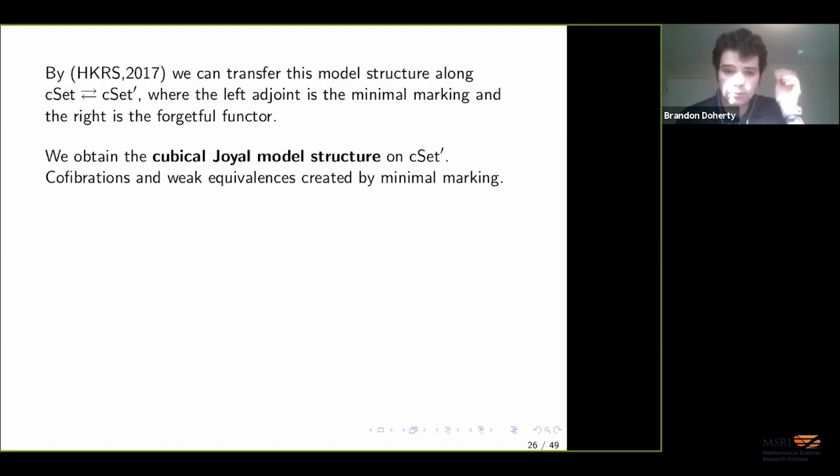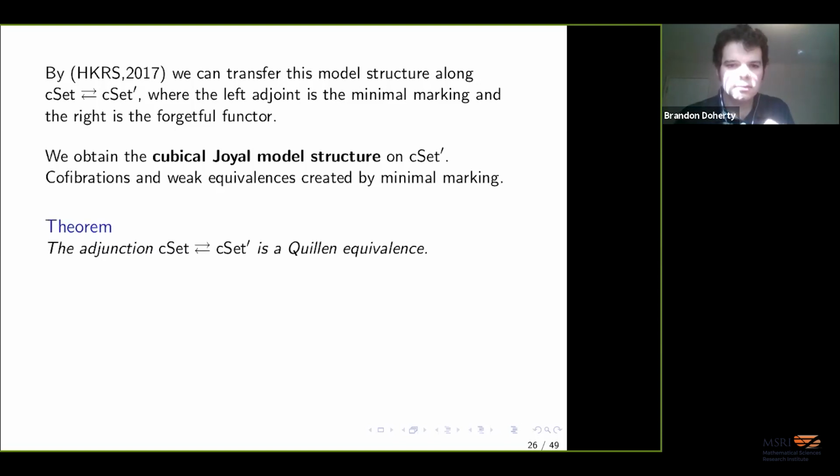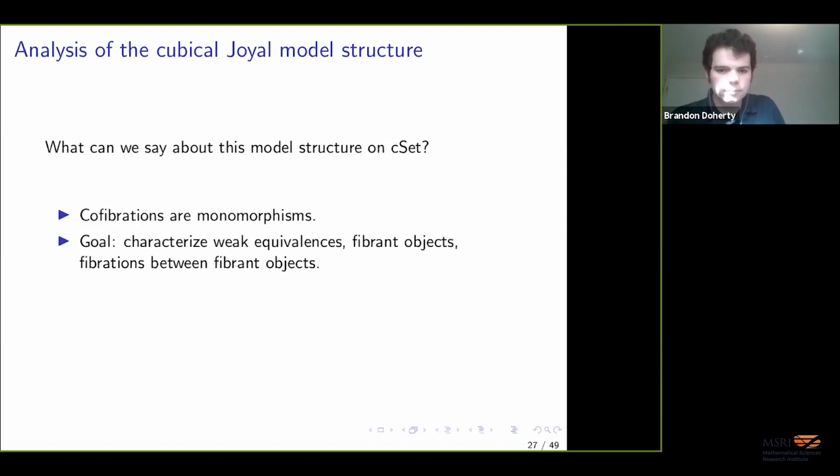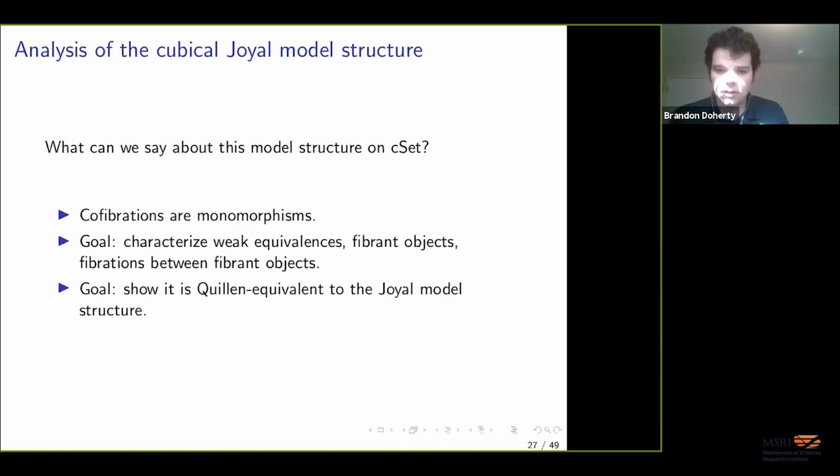So, as I said, we've got this cubical Joyal model structure. Oh, I went back a bit there. Right. So we're trying to analyze this cubical model structure on C-set. We're going to characterize the weak equivalences, the fibrant objects, and the fibrations between fibrant objects. And we're going to show that this is Quillen equivalent to the Joyal model structure on simplicial sets.